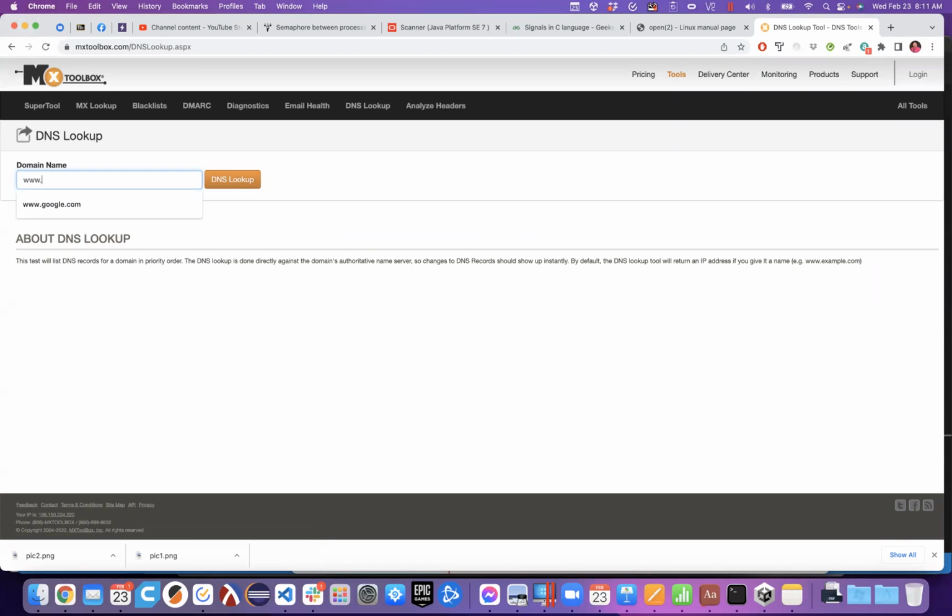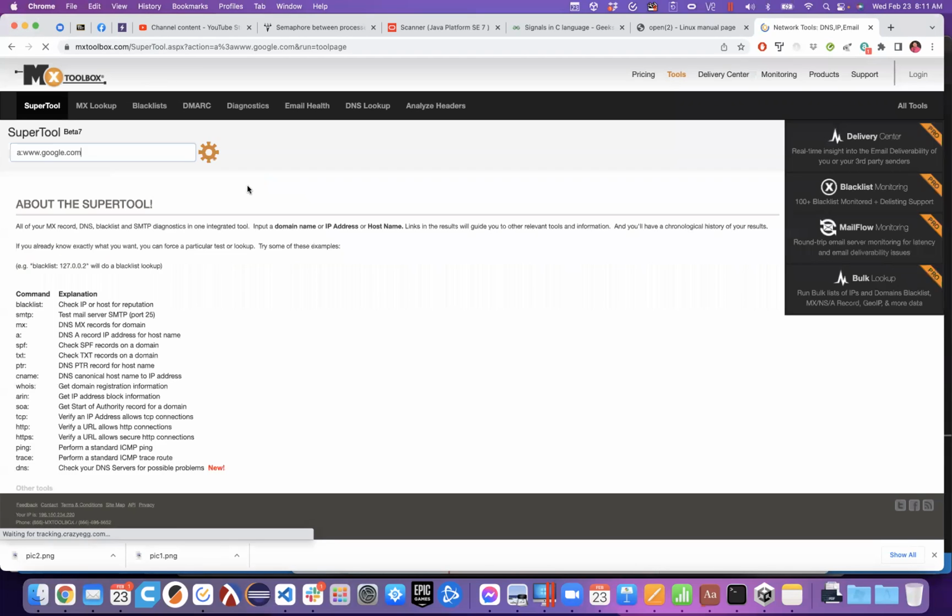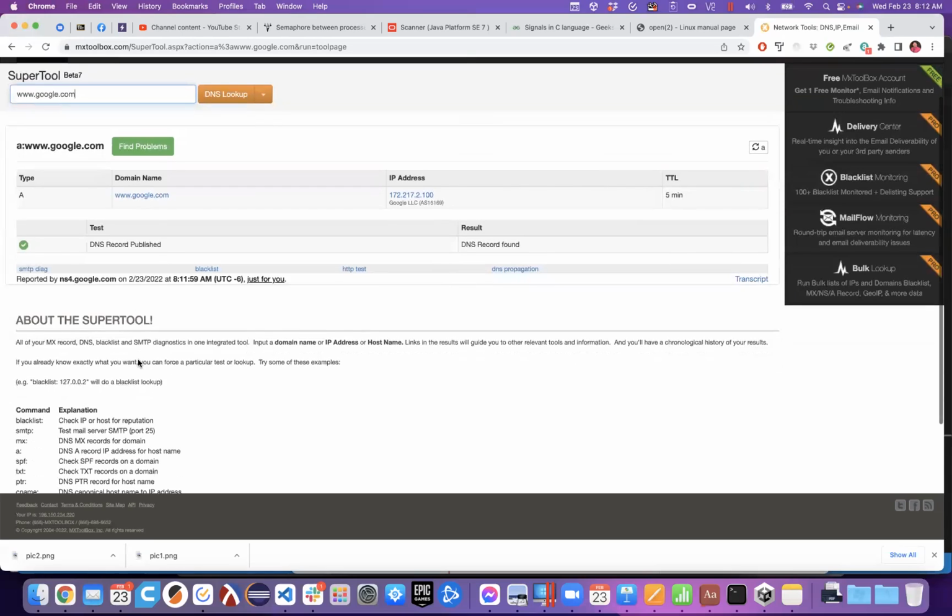And we'll do www.google.com here. All right, so here is the A record for www.google.com. The actual domain name is google.com. I would usually think of www as a machine at that domain, but it's actually a mapping, because it doesn't necessarily have to be a specific machine. In any case, I have the IP address of Google here.